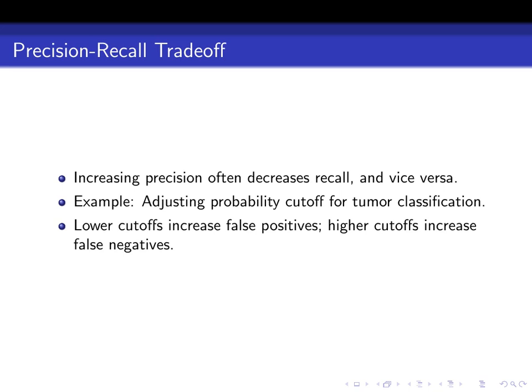The Precision-Recall Tradeoff highlights a key challenge in model performance. Adjusting the probability cutoff for classification impacts precision and recall. Lowering the cutoff increases false positives while improving recall, whereas raising the cutoff reduces false positives but lowers recall. This balance is crucial for optimizing model performance based on the task's requirements.